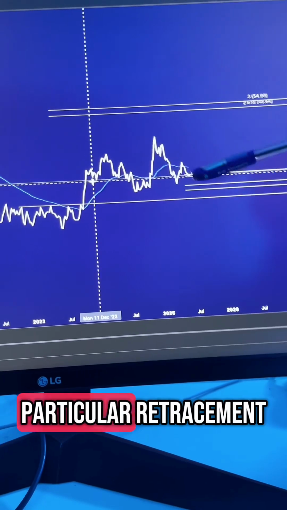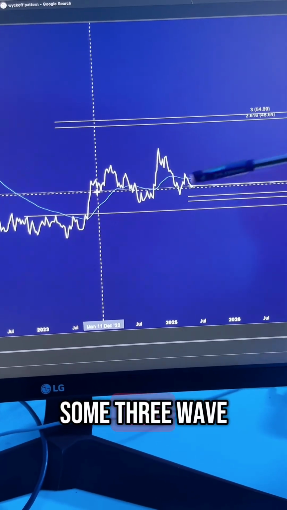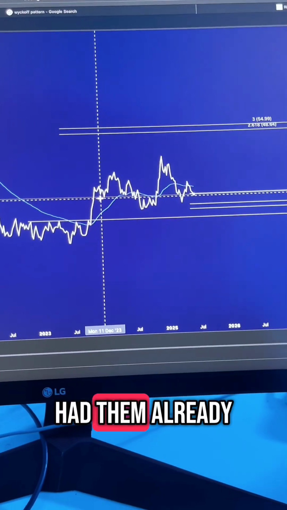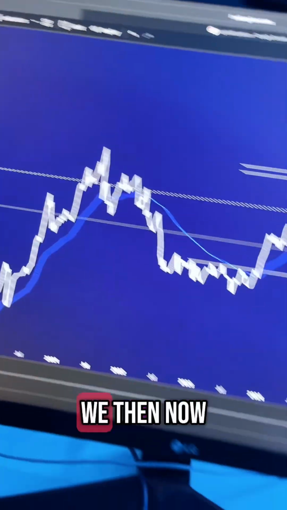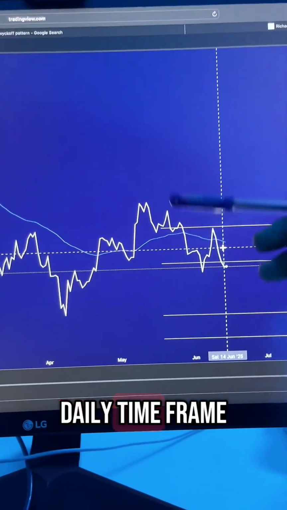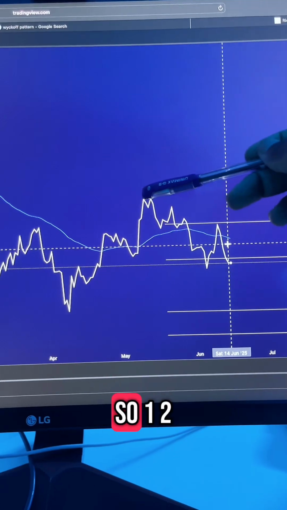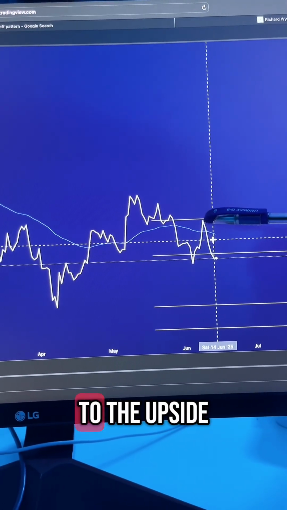So in this particular retracement, we need to then zoom in to see if we will have some three-wave down moves or if we've had them already. Since this is on the weekly time frame right here, we now zoom into the daily time frame. On the daily time frame, we also see the three-wave moves here. So 1, 2, and 3 right here, where we then impulse back to the upside.